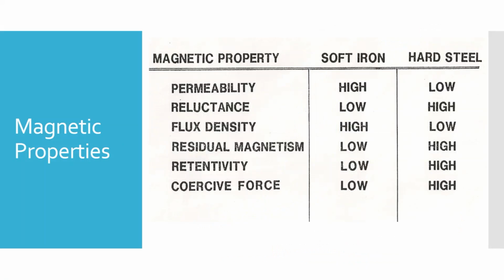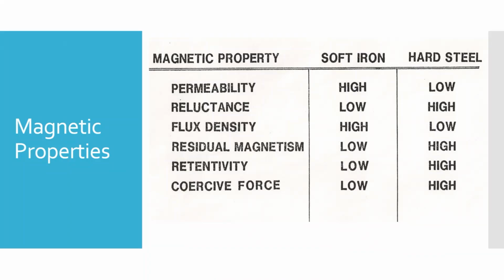Okay, now remember I said some of those magnetic properties are related, some of them are opposite. So here's just kind of a quick reference for how that works. So again, permeability, if it's high, reluctance is low. If flux density is high, if residual magnetism is low, retentivity will be low, coercive force will be low. So you can see iron doesn't take a lot to become magnetic. It likes to stay magnetic. Harder steels, as you get closer to the stainless steel, it doesn't like to be magnetized as much. It doesn't like to hold on to its magnetization, but it will magnetize to a certain extent.